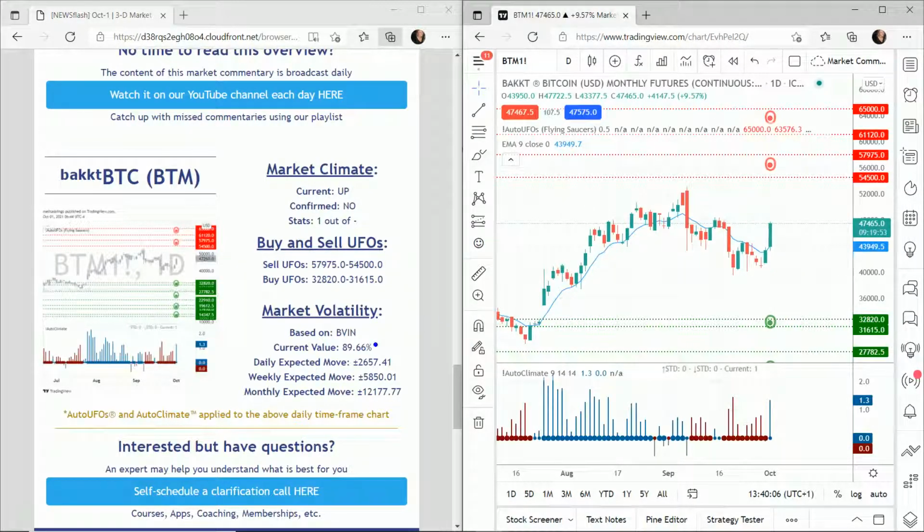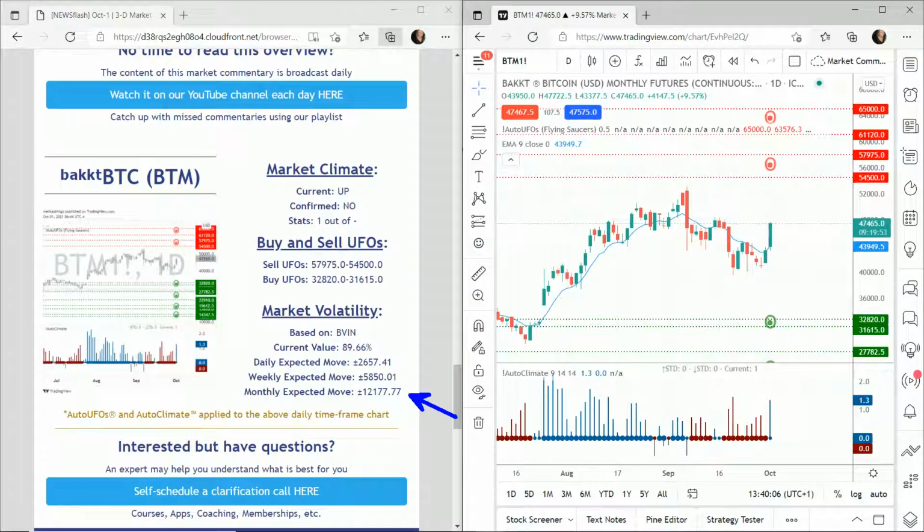In terms of volatility, Bitcoin is the most volatile market that we look at out of the 5. It would move up or down in 1 year of 89.66%, which means in a day, 2,657.41. In a week is 5,850.01. And in a month is 12,177.77. So that's what we'd expect in terms of volatility.